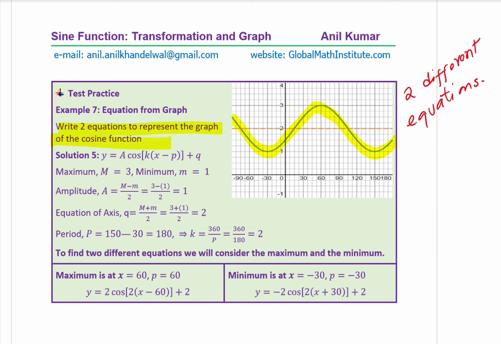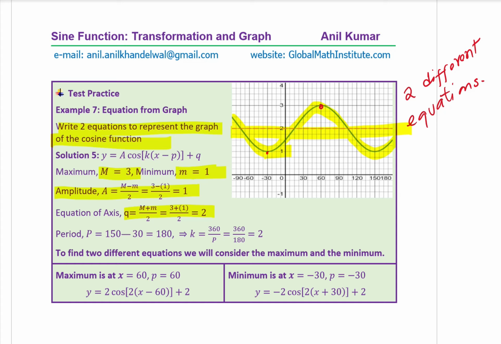Now let me explain how we write an equation from the graph. Steps followed are, as we did earlier also, we'll look into the maximum and minimum values. The maximum value is 3 here and the minimum is minus 1. So these values, maximum of 3, minimum of minus 1, will give us the amplitude and the axis. Difference divided by 2 gives the amplitude of 1. Sum divided by 2 gives axis equals 2. So you can draw the axis as shown here, or the midline as we say.